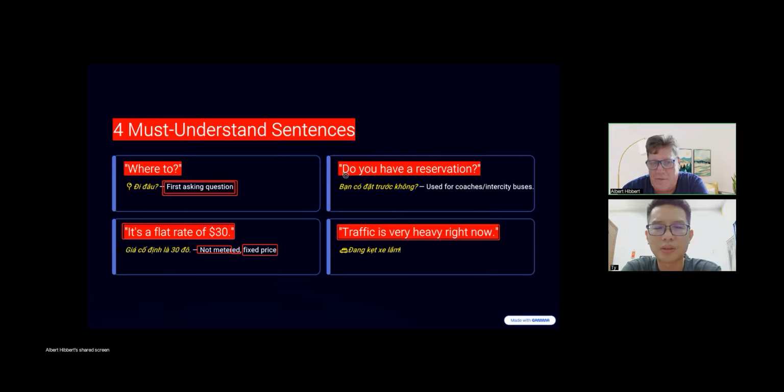The bus driver will ask you, do you have a reservation? Yes. And then you also give him your final address, your destination, where you want to go. The taxi driver will say, it's a flat rate of $30. Then you know there's no meter inside. It's a fixed price for the trip. Drivers, especially taxi drivers, will use this phrase a lot: traffic is very heavy right now.